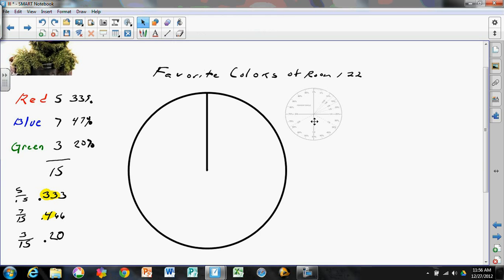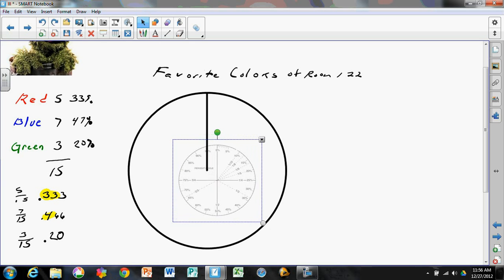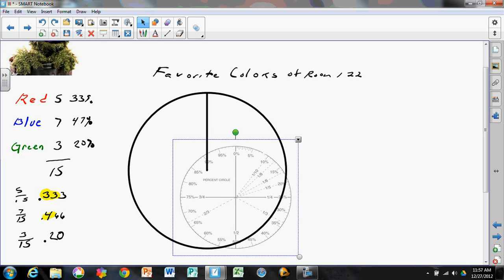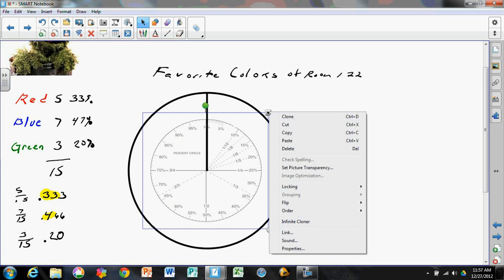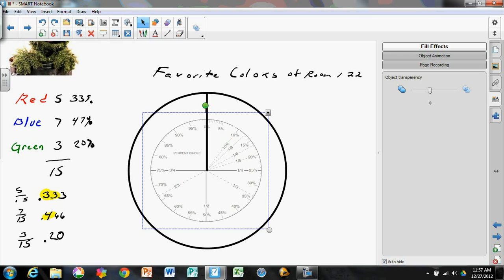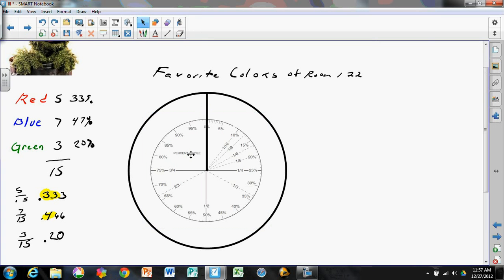So I pull my percent circle over, and I need to make sure I make it a little bit bigger so it's easier to read. And I'm also going to make it a little bit darker so we can see the numbers better. There we go. So what we want to do is find the equivalent percent on our percent circle. There's 25, there's 30, there's 35 is right there. So 33% would be right about this line right here.